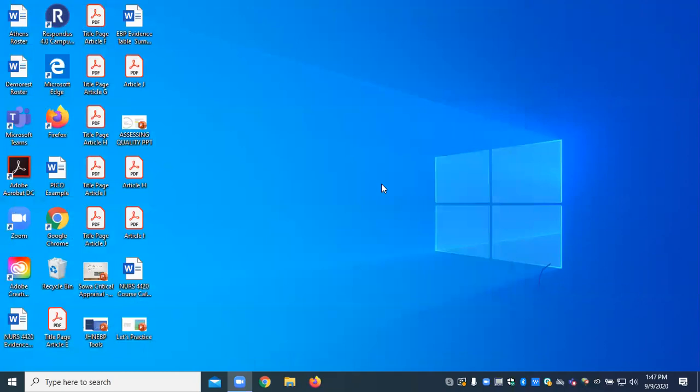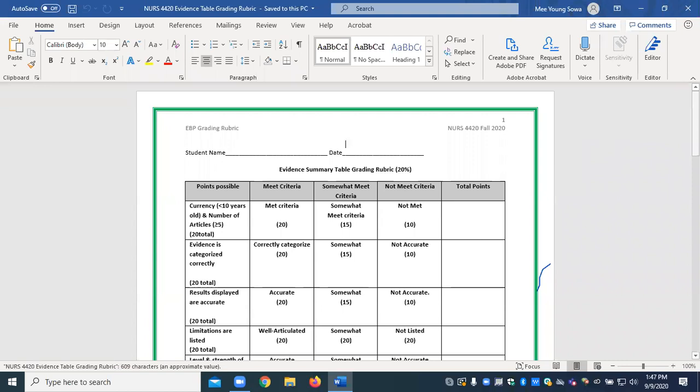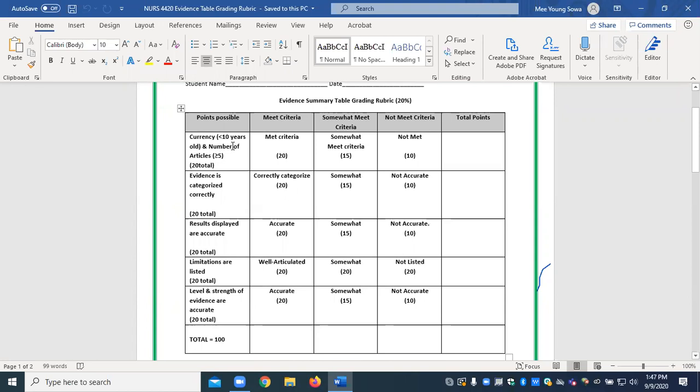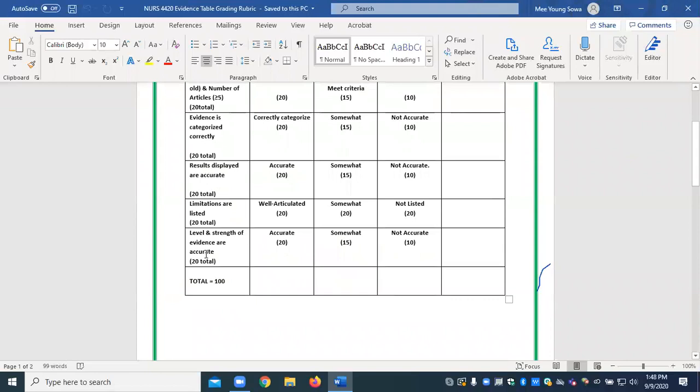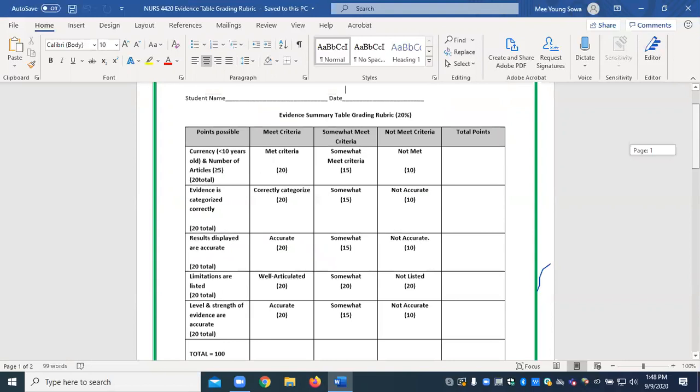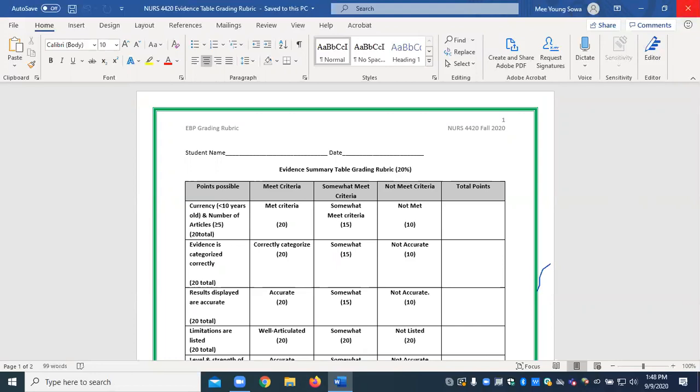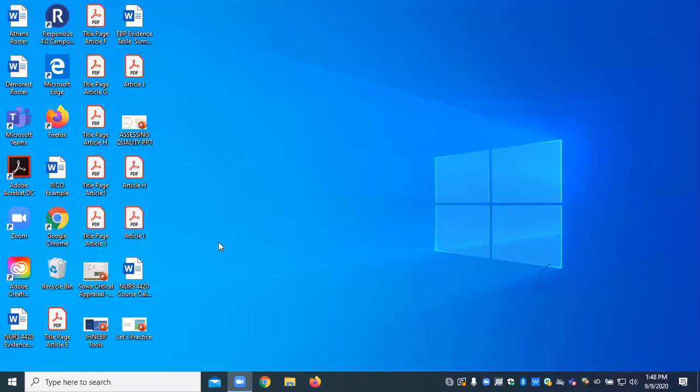Okay, let me show you one more time what we are asking from you. 20% of your grade, okay? This is the grading rubric. You choose 5 articles, less than 10 years old, and categorize them correctly, 1, 2, 3, 4, 5, and you have to fill out the table, okay? And you have to tell at least the limitations and strengths; you have to put something there. And for the evidence, you have to tell level 1, 2, 3, 4, 5, and quality A, B, C. But I'm telling you again, putting A, B, C may be challenging for the BSN student. Therefore, just do as much as you can, okay? Therefore, let me show you the evidence table one more time.